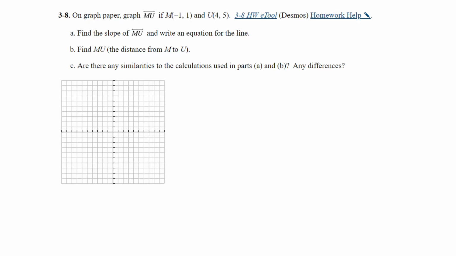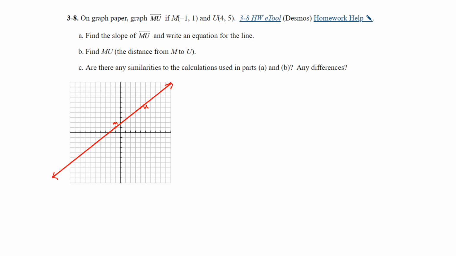Question 3-8. On graph paper, graph the line MU given the 2 points. So let's just go ahead and start there. Negative 1, 1. This would represent M. And then 4, 5, this represents U. And since we're doing a line, you can see maybe a little bit harder on this one to see the arrows there. But we are going to extend this out. Alright, so I've drawn the line. Part A, find the slope of the line MU and write an equation for the line. So find the slope.